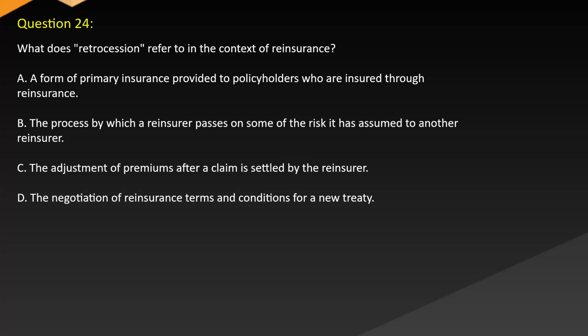Question 24. What does retrocession refer to in the context of reinsurance? A. A form of primary insurance provided to policyholders who are insured through reinsurance. B. The process by which a reinsurer passes on some of the risk it has assumed to another reinsurer. C. The adjustment of premiums after a claim is settled by the reinsurer. D. The negotiation of reinsurance terms and conditions for a new treaty.